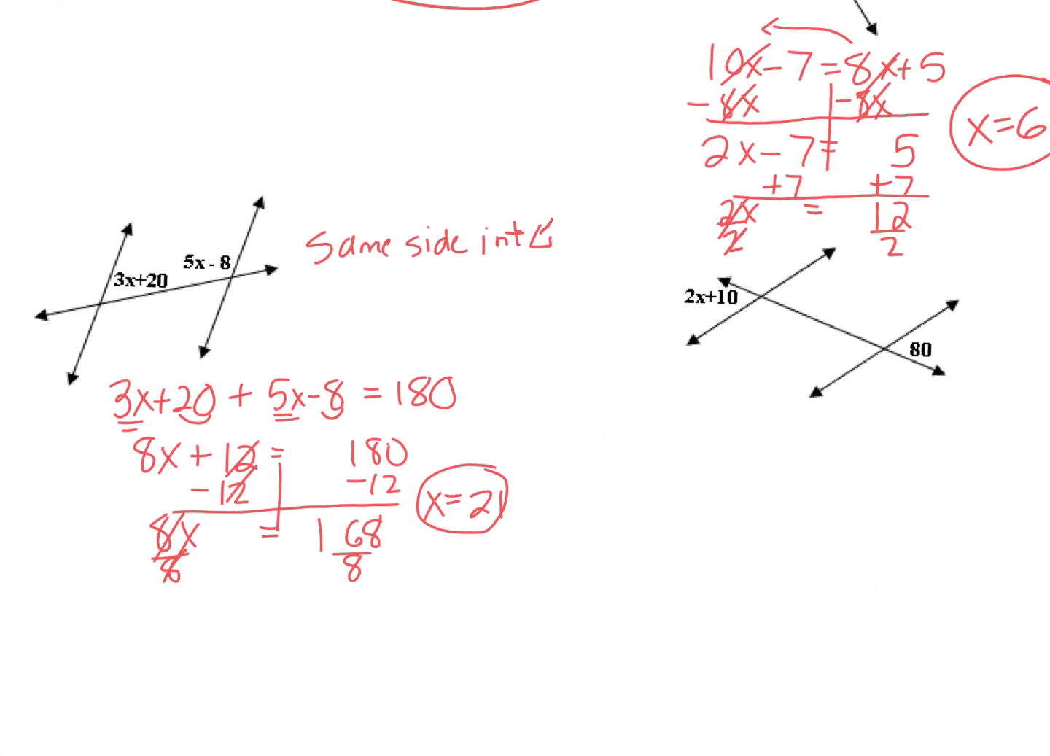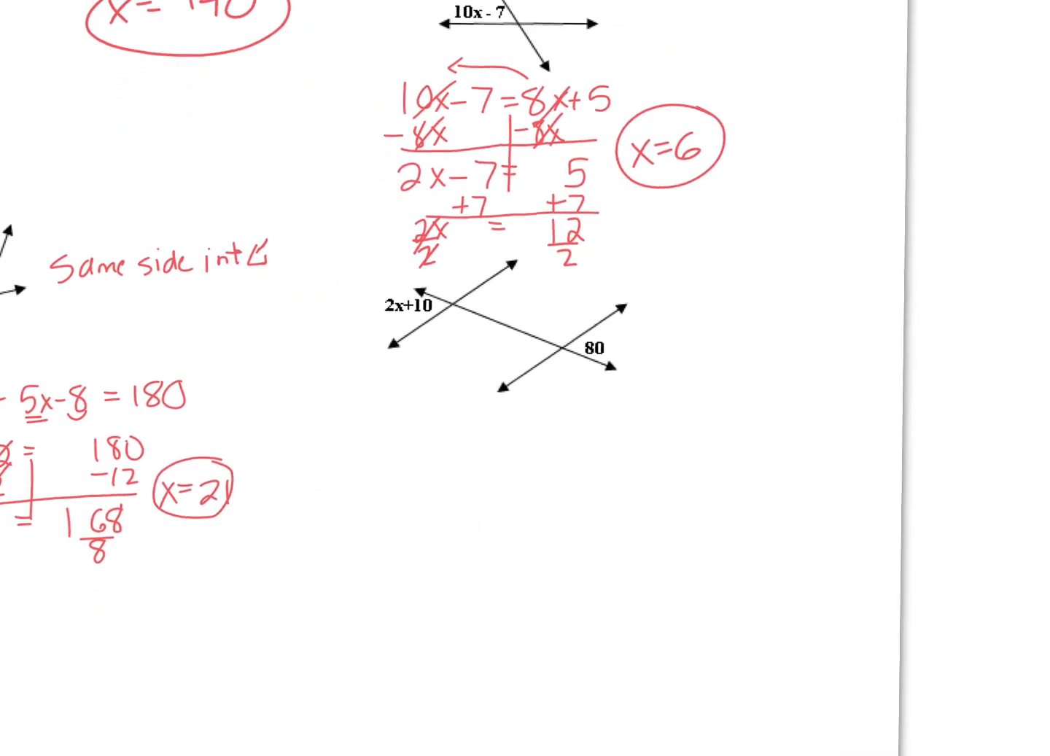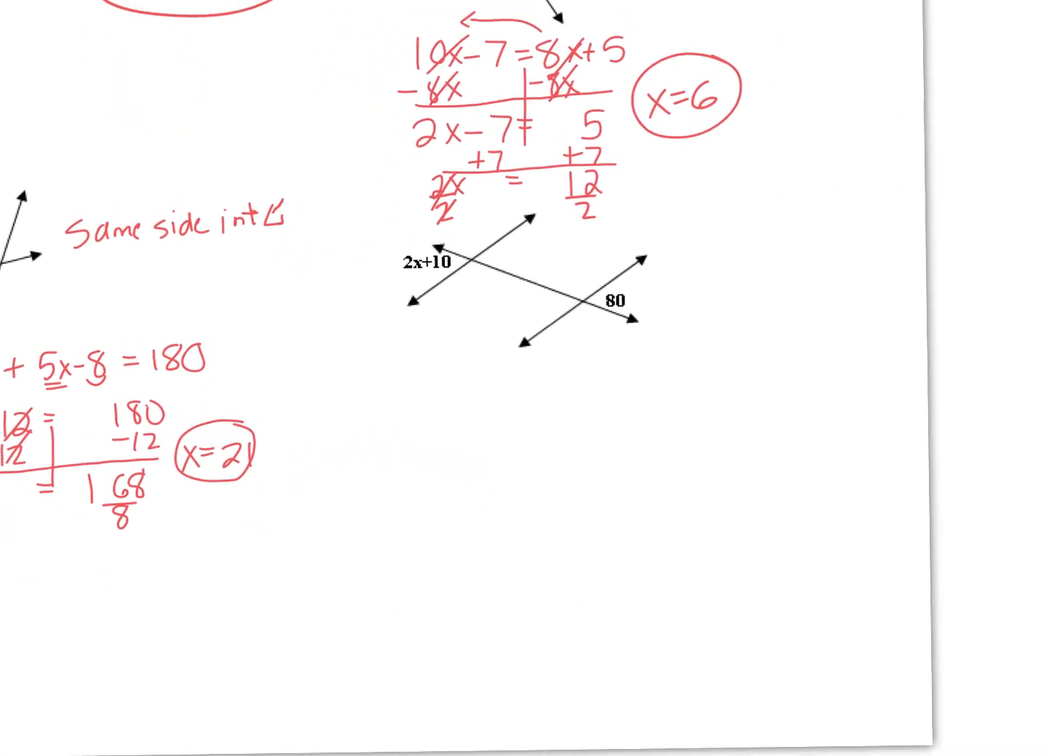All right. Last one on this page. Here we go. We haven't had this one in a while. What kind of angles are these? Well, looks like they're outside the two lines, which means they're exterior. That's perfect. There's no same side exterior. You don't need to worry about that. They are alternate exterior angles.